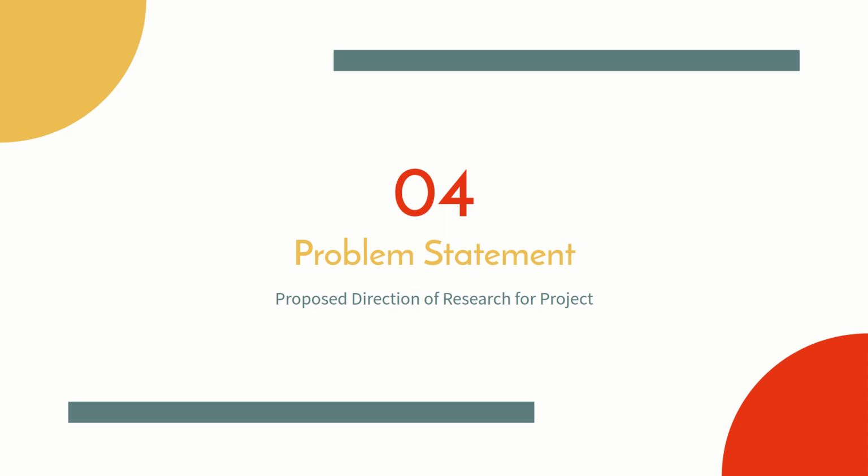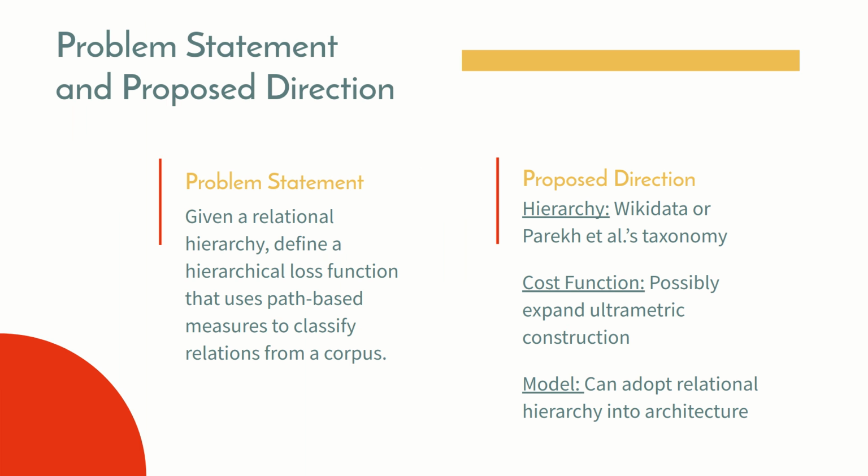Finally, we move to the problem statement and the proposed direction of research. So the main problem statement is, given a relational hierarchy, we need to define a hierarchical loss function that uses path-based measures to classify a relation from a corpus. Just to restate, a path-based measure here would be identifying two nodes, that is Ci and Cj, the model guess and the model target, and defining a distance metric between these two nodes.